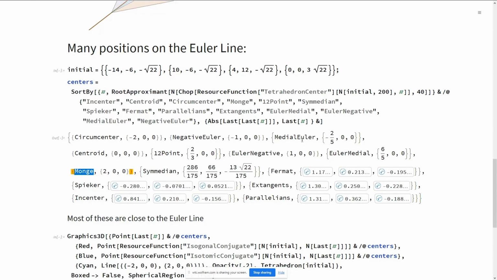And a few of the new points I added, if you look at the medial tetrahedron of the Euler tetrahedron, you get a tetrahedron which has a perspector with the original tetrahedron, with the lines intersecting at this particular point. The Euler and negative and medial tetrahedra all seem to work very nicely together to build new perspector points.